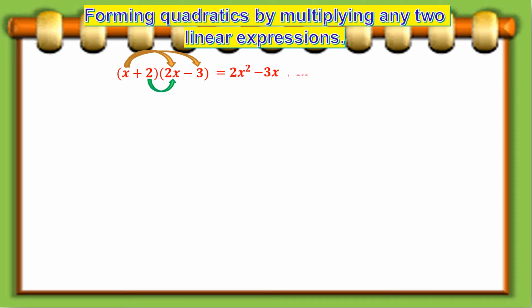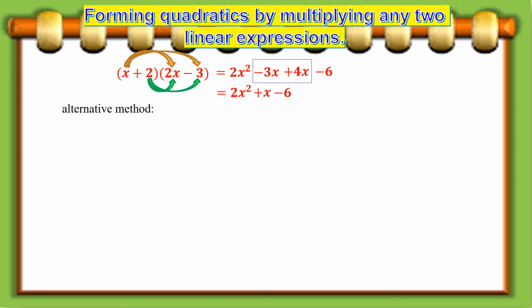Then 2 times 2x, which is equal to 4x. Then 2 times negative 6, which is equal to negative 6. Then we are going to combine negative 3x plus 4x, which is equal to what? Correct, it would be equal to positive x. So the final answer would be 2x squared plus x minus 6.